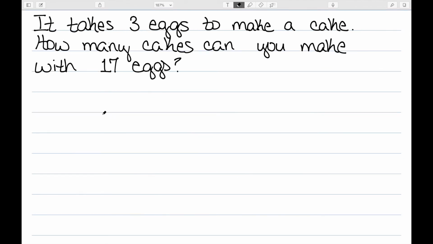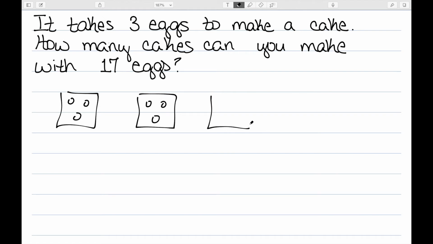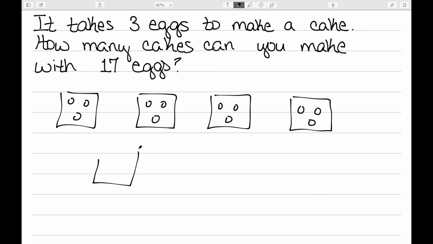Another type of remainder problem: it takes 3 eggs to make a cake. How many cakes can you make with 17 eggs? Well, if we start doing cakes, this one will take 3. We're now up to 6, 9, 12, 15, and then we have 2 left over. So in this case, we would have a total of 5 cakes, and we would just ignore the remainder.